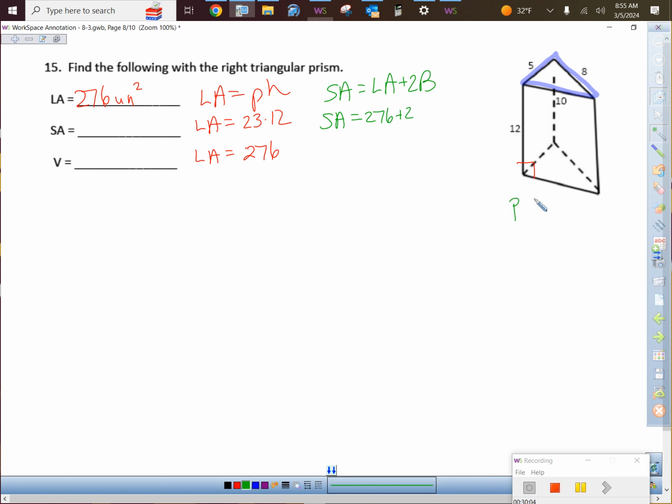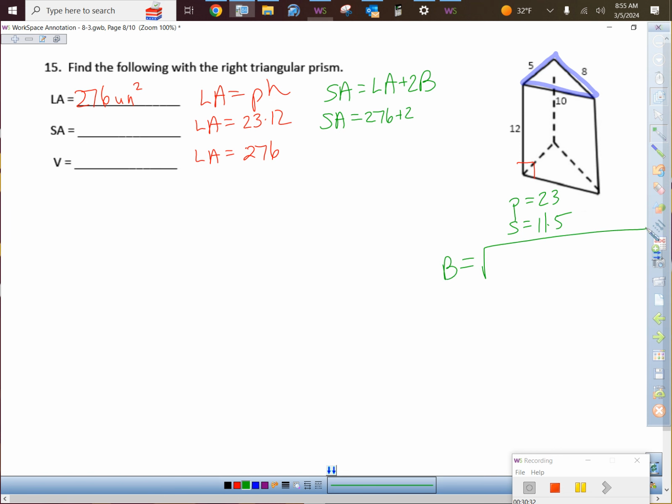Here's what we'll do. We'll find P first, which you have already found. Do you know what P is already? It is 23, perimeter of the base. S is half of that. This is where I'm cool with a decimal. All right, so take 23 divided by 2, and you will get a decimal back. What is our decimal? 11.5.